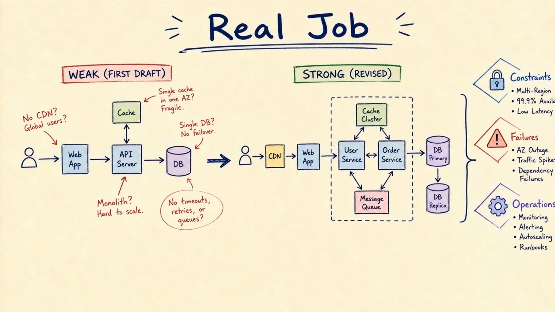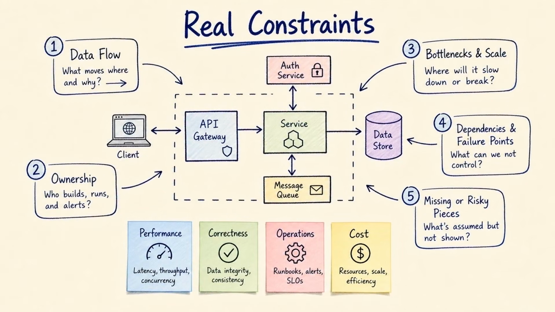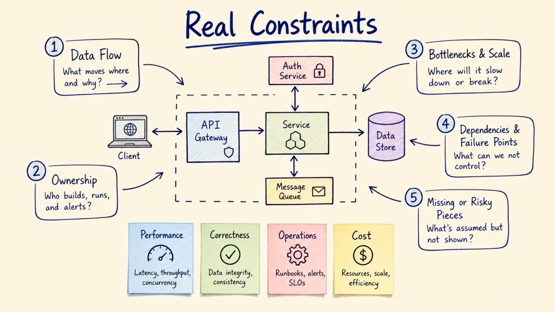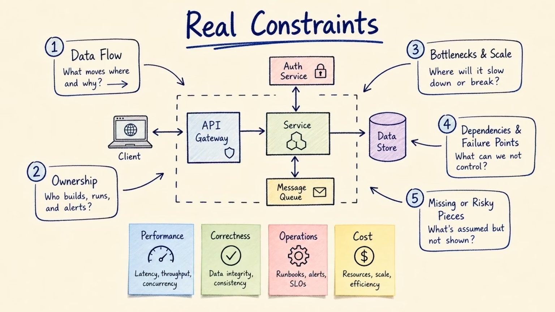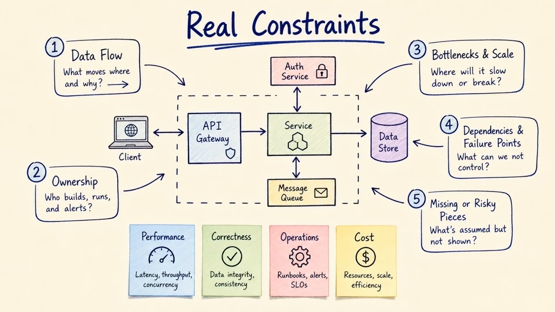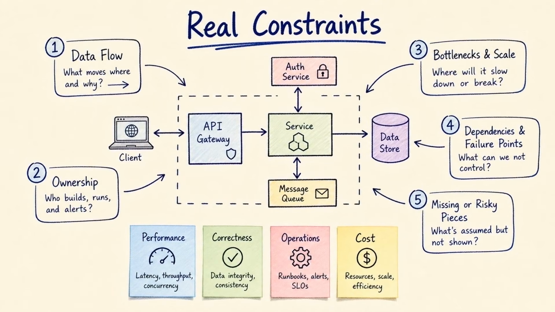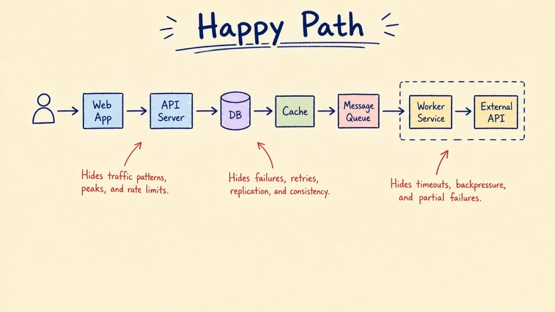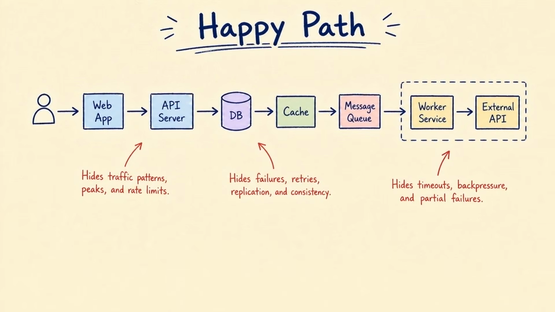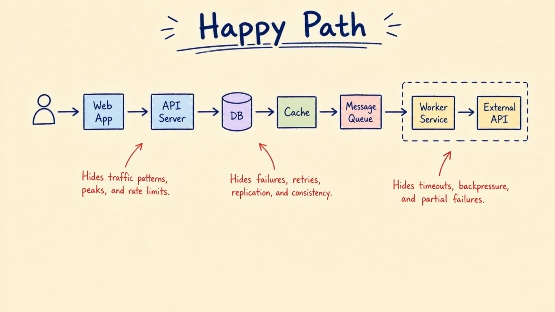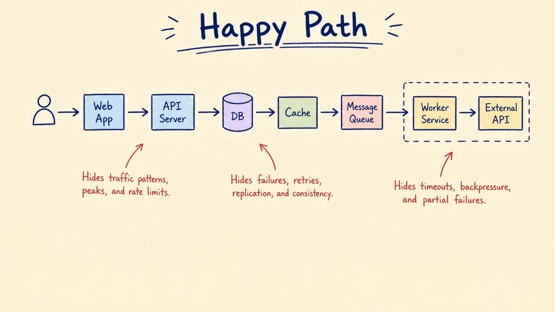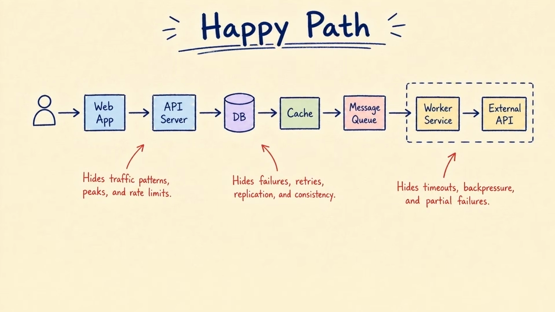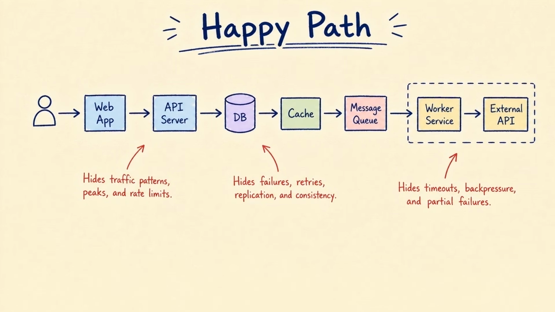Before we pick components, be clear about the workload. This design has to handle requirements, data flow, ownership, bottlenecks, dependencies, failure points, security, observability, deployment, scaling, and missing pieces, not just a clean demo request. The first diagram usually looks fine because it only tells the happy path story. For this topic, that naive version is usually a diagram that connects the main components, but leaves out ownership, failure paths, deployment reality, and missing operational details.